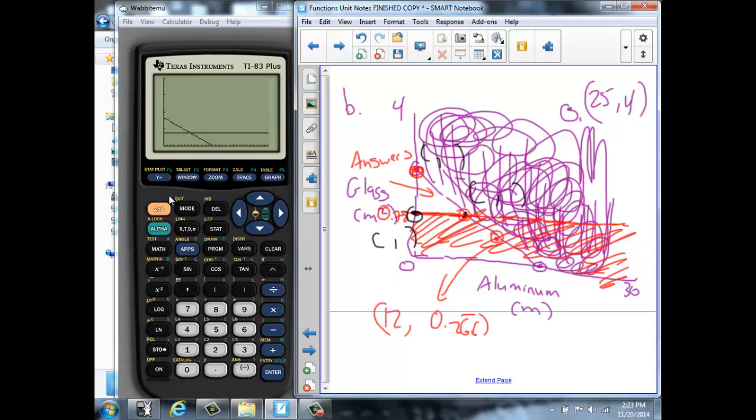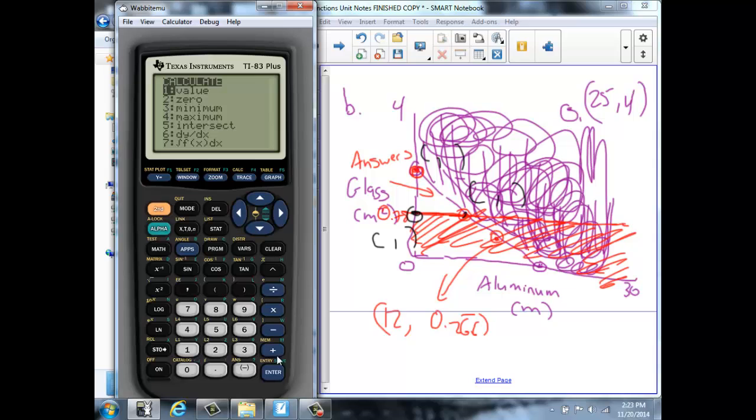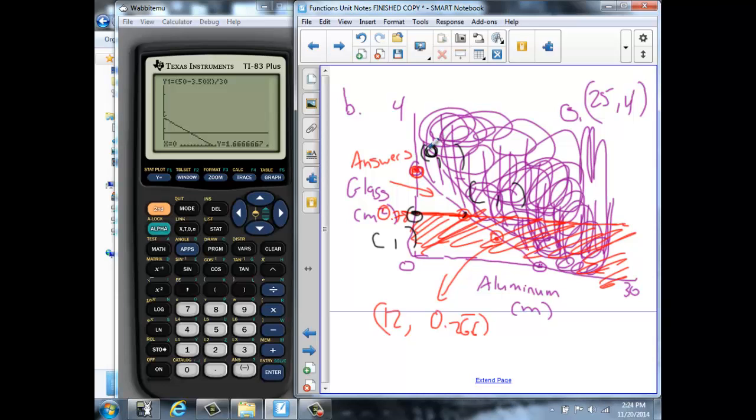So let me show you how to find them then. On your calculator, if you go value when x is 0, those are your y-intercepts. And this first y-intercept was up at 0 and 1.6 repeating. So that's at 0, 1 point, let's call it 1.7.